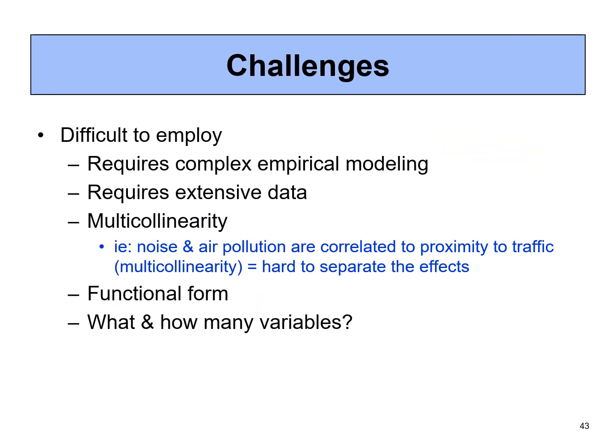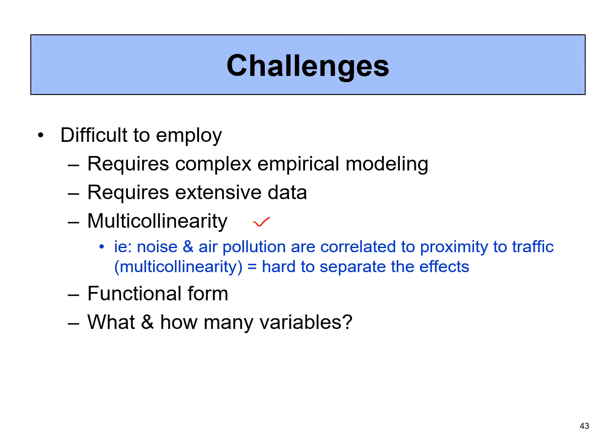There are a few challenges if you want to use the hedonic price method. Definitely it is not easy because it requires complex empirical modeling. If you want to use it, you have to be good in econometrics. It also requires extensive data, and you may also face multicollinearity issues. For instance, okay, you may have noise and air pollution, and these pollutions are actually correlated to the proximity to the traffic. So you will have this multicollinearity issue. It is hard to separate the effects of this pollution from the proximity to the traffic.